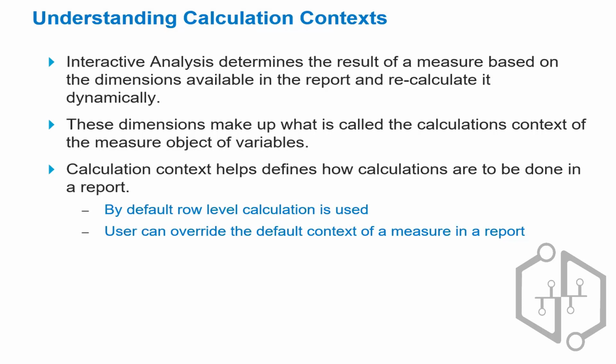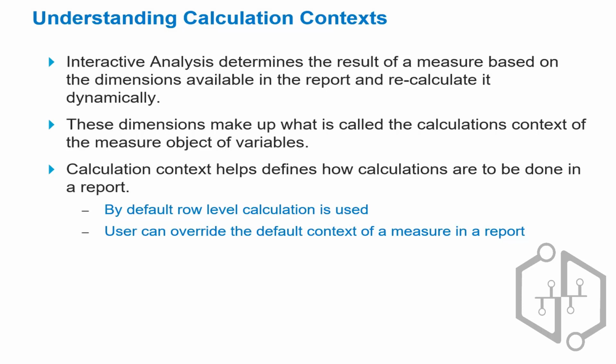We just add the sales revenue object in the table, but it will recalculate itself and give the value according to the row level. Whatever objects are available in the table, as per the list of included objects, it will give the result. That is the default nature of any Web Intelligence report.